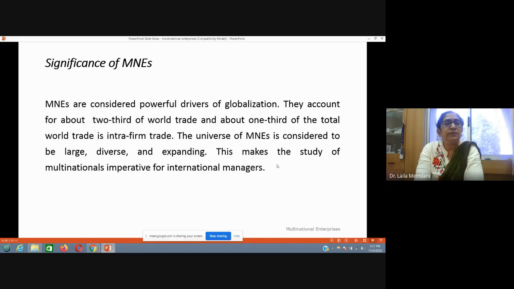From one country to another country, from one company to another company, they will be sending goods, exporting and importing, and one-third of the total world trade is intra-firm. Intra-firm is within the same company from different countries, and then they keep exporting and importing. So out of the total world trade, two-thirds of the world trade is by these multinational enterprises, and about one-third of the world trade is intra-firm trade. This shows how much multinational enterprises are contributing to the world trade. Their universe is considered as large, diverse, and expanding, and therefore it is important for international managers to understand their world.